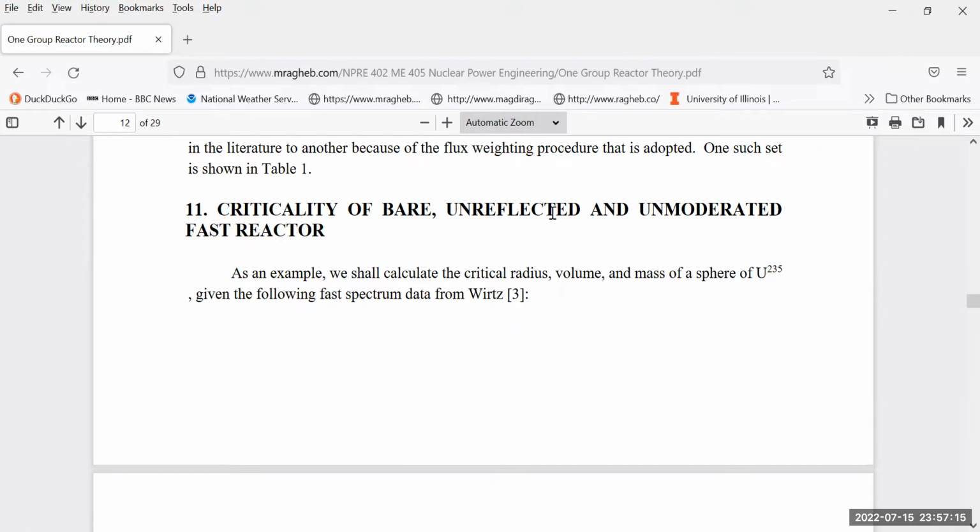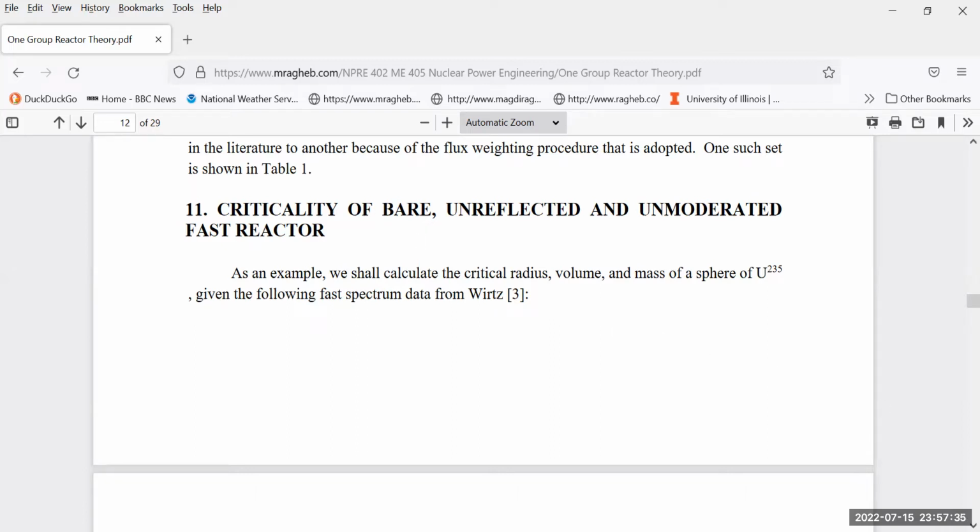Let's say it's unreflected. Why unreflected? Because if you add a material around the core of the reactor that reflects neutrons back to the reactor, the critical mass can be decreased. You're not losing those neutrons through leakage. So it's also bare because it doesn't have the reflector.